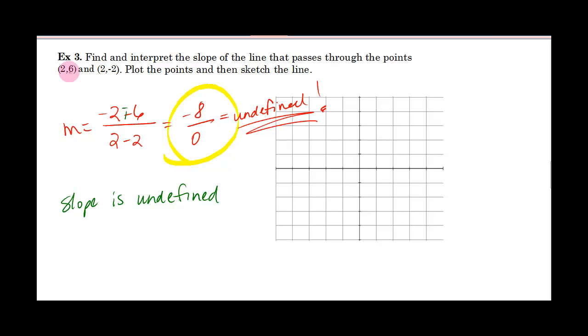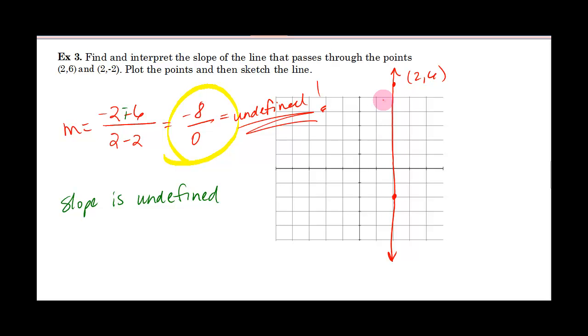these points. The first point is at 2, 6. So I'm going to go over 2, up 1, 2, 3, 4, 5, and we'll estimate about right there. And that's the point 2, 6. The second point is over 2, down 2. So over 2, down 2. And when I connect these points, what do I end up with? But a vertical line. So if my slope is undefined, I end up with a vertical line, okay?